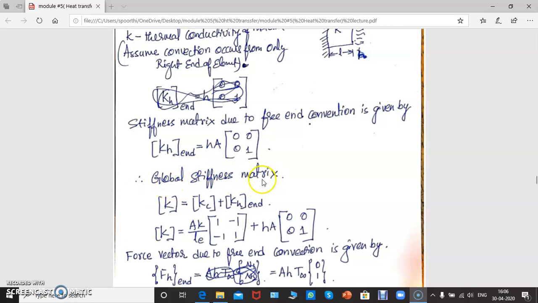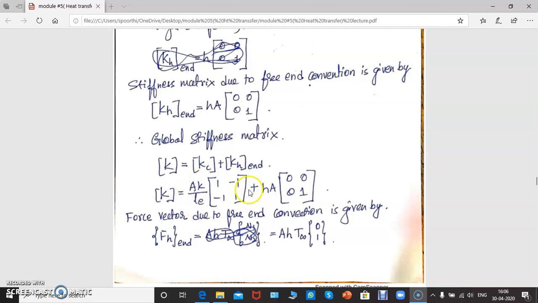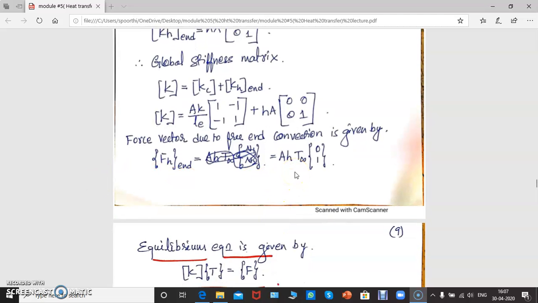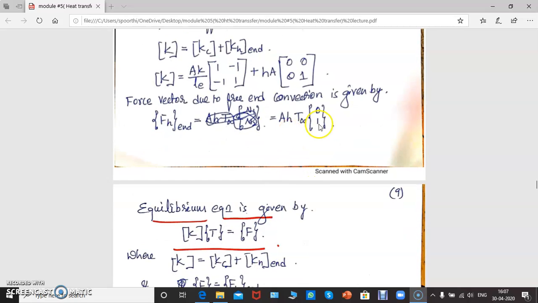And what will happen to the global stiffness matrix? As you know, K is equal to K of conduction plus Kh of end convection. So this is already known to you, plus hA times [0 0; 0 1], which we derived now, and the force vector due to free end convection is given by Fh and is equal to hA T infinity times [N1; N2]. This can also be derived, a simple derivation. So this is the force vector or rate of heat transfer. Some people also call it a load vector. So this is the equation.